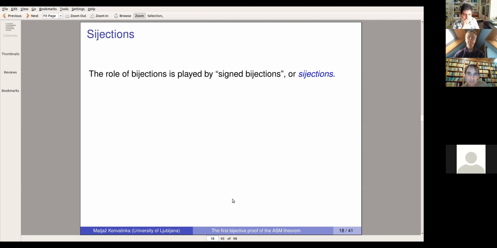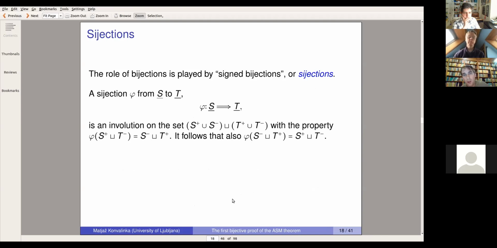Okay, what about signed bijections, or sijections? What are those? Well, this is our working definition. A sijection from S to T is an involution on this disjoint union. So you take all the elements in S, disjoint union with all the elements in T. It should be a disjoint union because S and T can have elements in common. And this is the property. So it has to be an involution which satisfies this property.